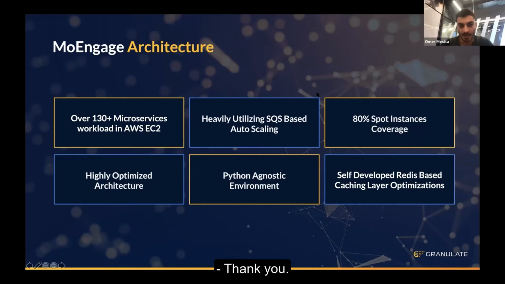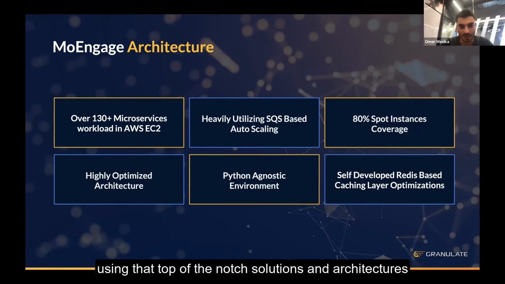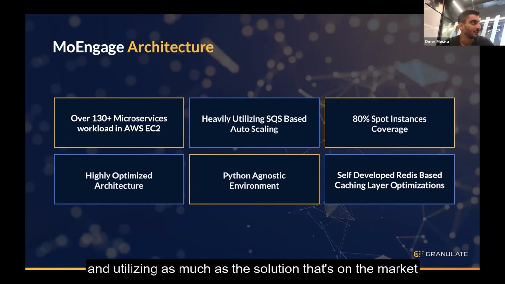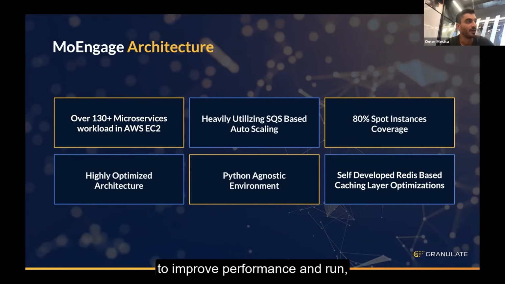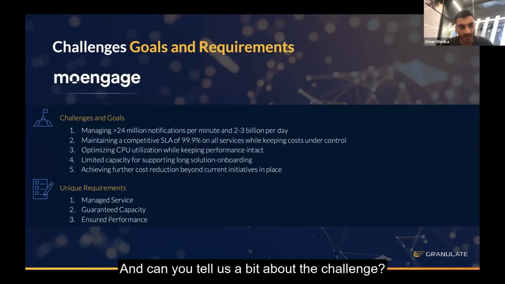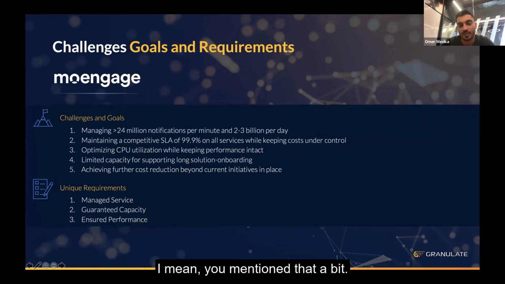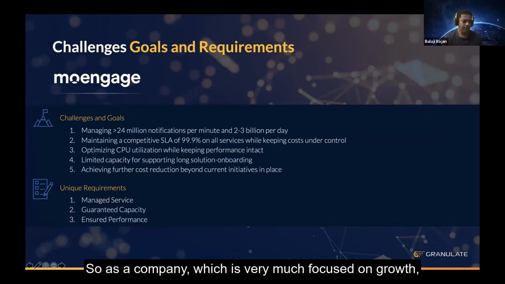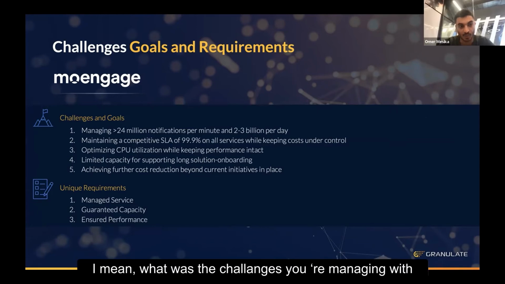Thank you. It's easy to see that MoEngage is very much invested in using top-of-the-notch solutions and architectures, and utilizing as many of the solutions on the market as possible to improve performance and run state-of-the-art solutions, in terms of cost reduction. And can you tell us a bit about the challenge? I mean, you mentioned it a bit. As a company which is very much focused on growth and using a lot of services, what were the challenges you were managing with?